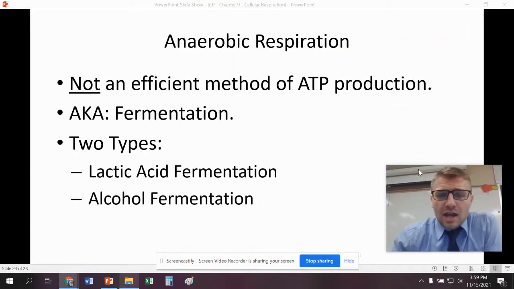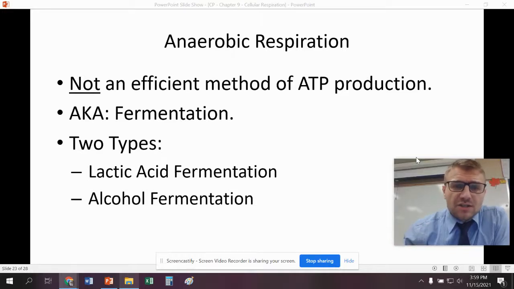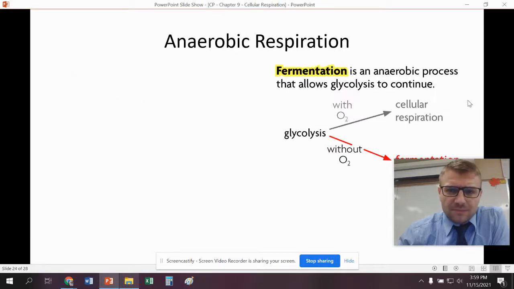All right, so again, anaerobic respiration doesn't use oxygen. This is not an efficient method of using and producing ATP. It's also known as fermentation. There's two different types. We have lactic acid fermentation, which goes on in your body, and we have alcohol fermentation, which goes on in bacteria.